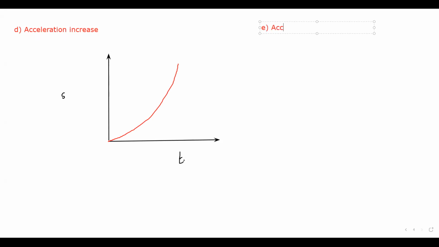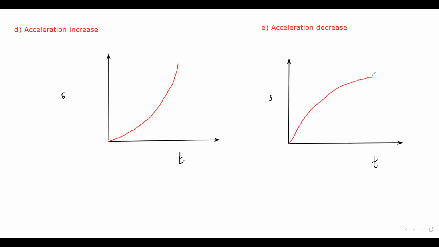If acceleration is decreasing, using a speed time graph, how do we represent a decrease in acceleration? On the x-axis we have time, on the y-axis we have speed. So to show a decrease in acceleration, the angle will decrease.